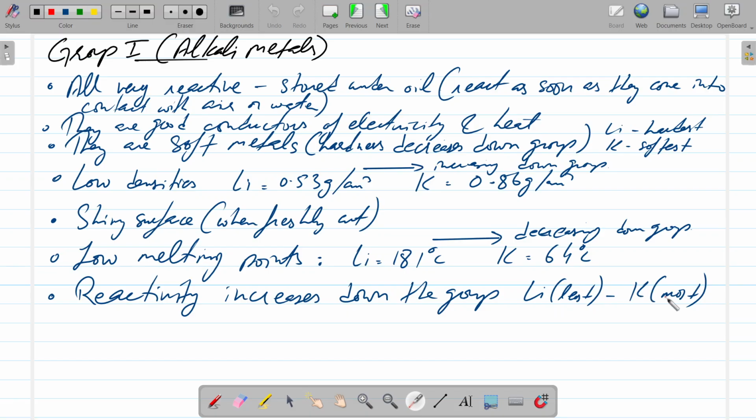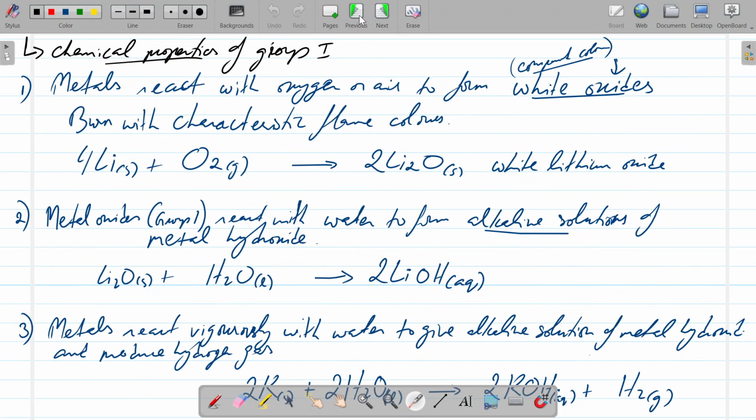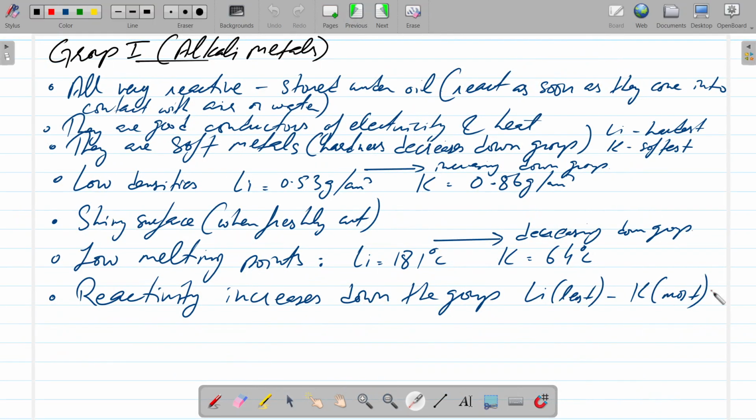If you look at an element that comes after potassium, it's going to be more reactive than potassium, right? And the reason for the increased reactivity is as you go down the group, the size of the atom is increasing, and so the valence electron is further away from the nucleus. So the nucleus has protons which are positively charged, and the electrons are negatively charged. So there is an attraction between the positive and negative charges. But the further away the valence electron, the outermost shell, is from the nucleus, the weaker the attraction of the negatively charged electron to the positively charged protons, right?